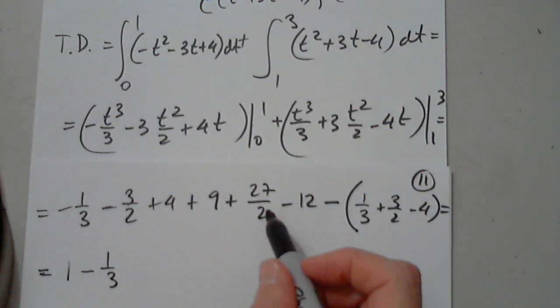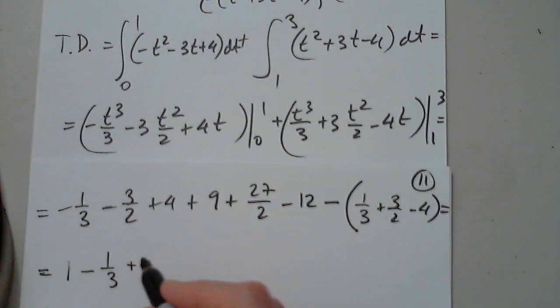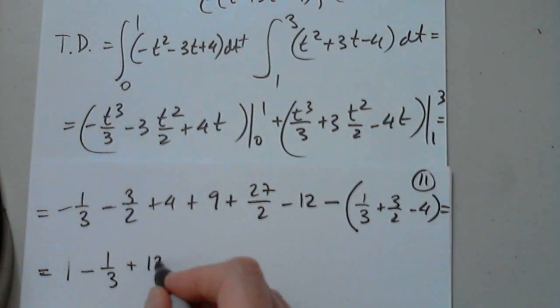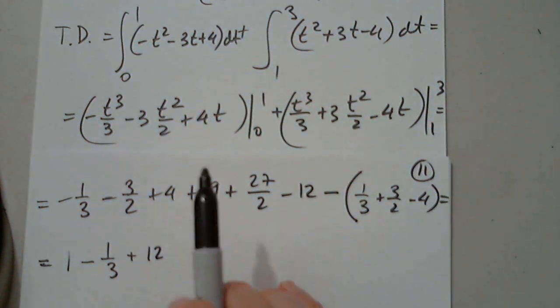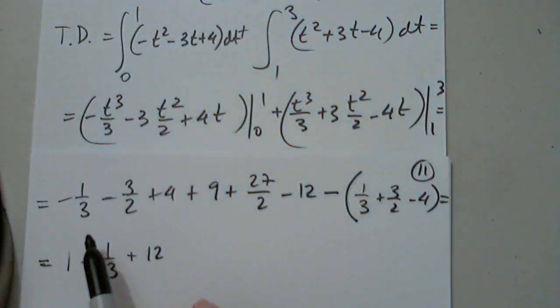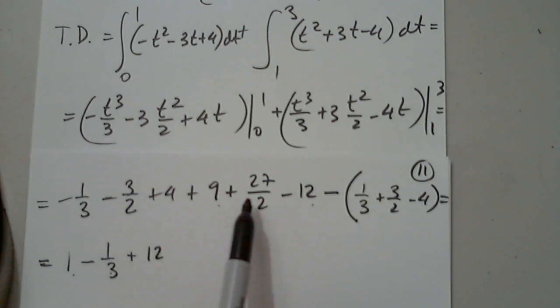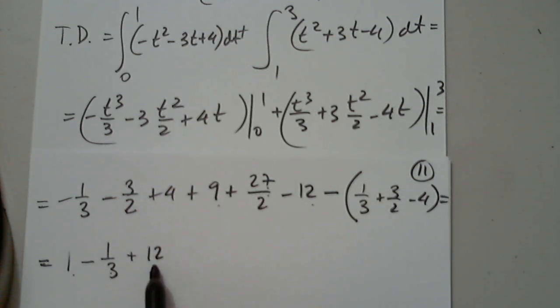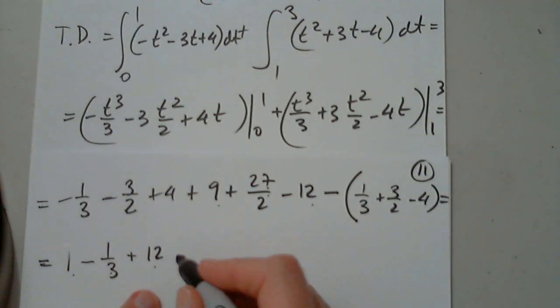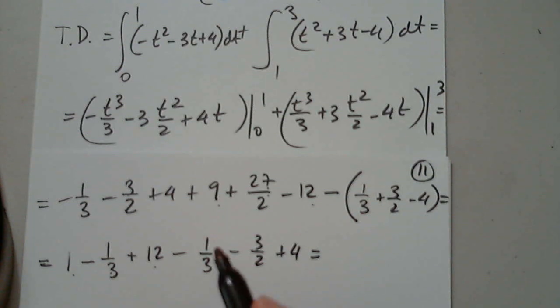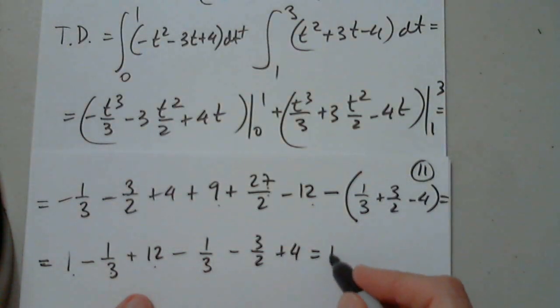Negative 1/3. This is positive. 27 minus 3 is 24. Divided by 2 is 12. And we'll check in a minute, right? So let me see if I counted everything here. So this is 13 minus 12 is 1. I copied this. 24 over 2 is indeed 12. Minus 1/3, minus 3/2, and plus 4. Let's see. 4 plus 1 is 5, plus 12 is 17.